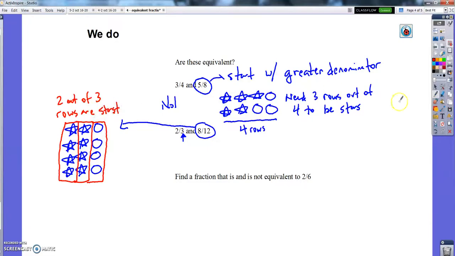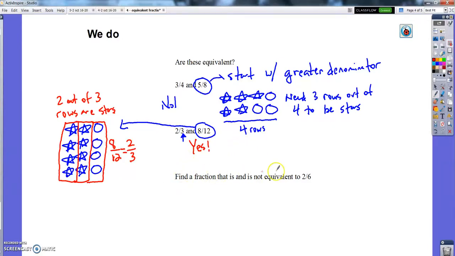So from that drawing, I can see that this is either 8/12, or I can see that it is 2 out of 3 rows are stars. 8 out of 12 pieces are stars. 2 out of 3 rows are stars. So those are equivalent. Okay.